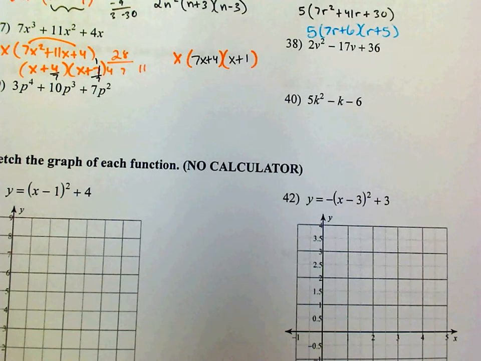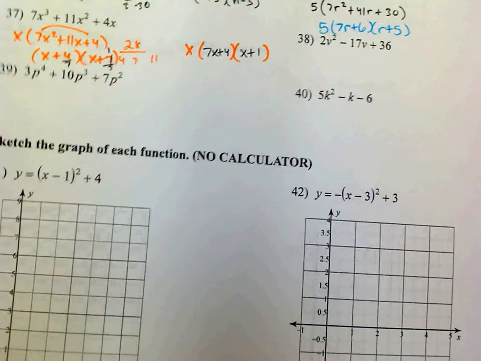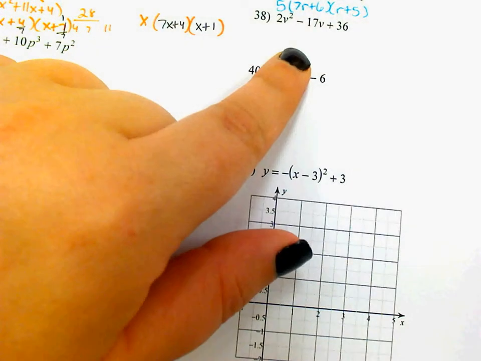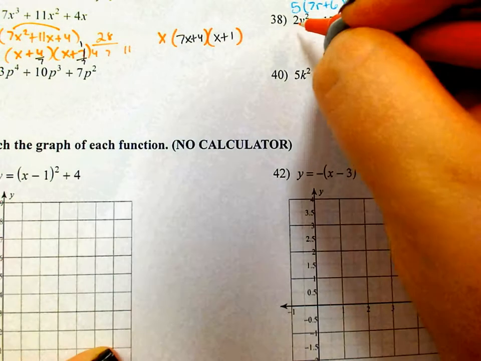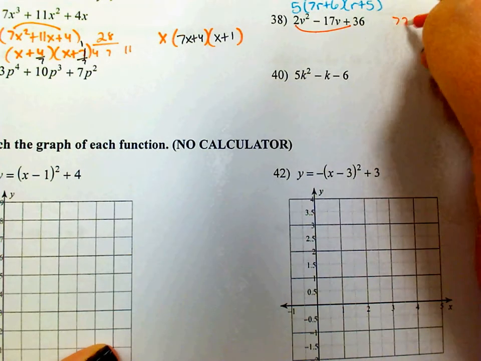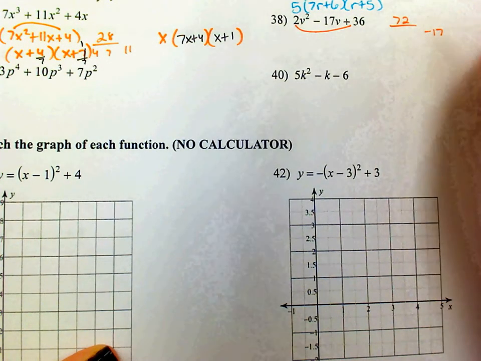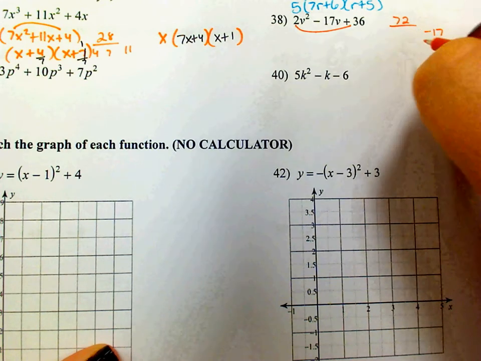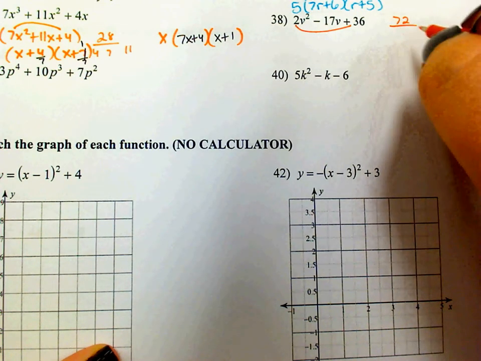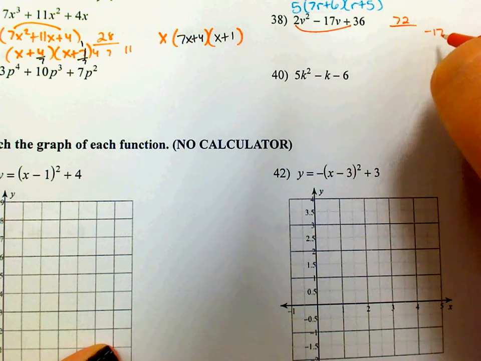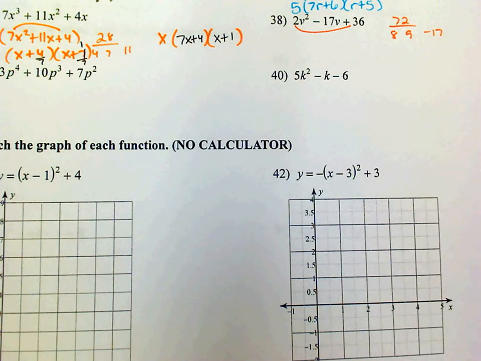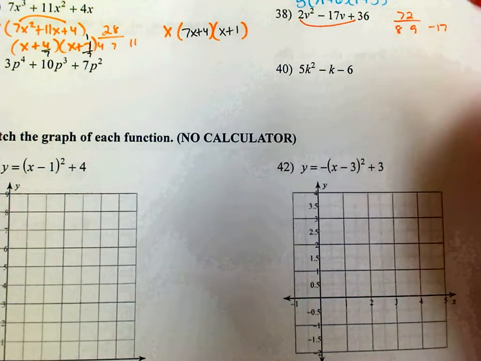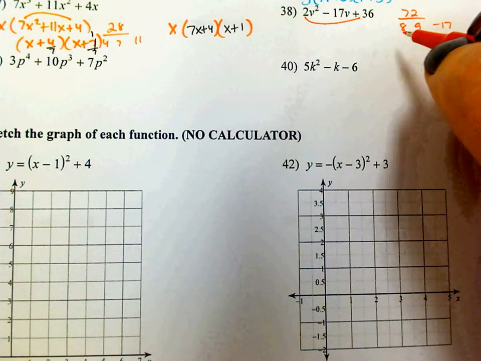Okay. On 38, there's a 2 in the front, but that's 17, so it's not a common factor, so I don't have to worry about common factors. So it's 2 times 36, which is 72. That adds up to negative 17. I'm going to not mess this up again. 8 and 9. Yeah, 8 and 9. 8 plus 9 adds up to 17, and they multiply to give me 72. And so I need a negative 17, which means they both need to be negative.